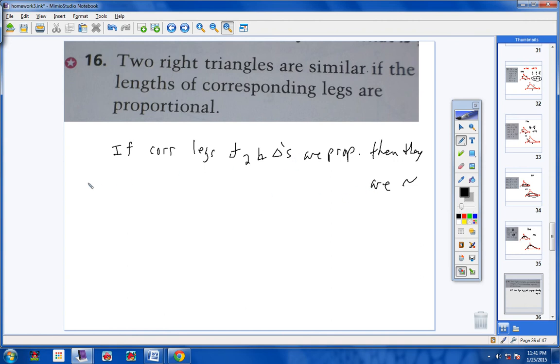Well, let's write out our if part, our given. And actually, before we write out our given part, we probably should draw some quick pictures. So here's a right triangle, and here's another right triangle. Okay, there we go. And we are going to state that the two legs are proportional. So I'm going to call this 5, and we'll call this 10, and we'll call this 2, and we'll call this 4, okay?